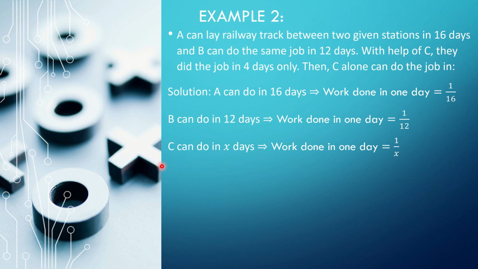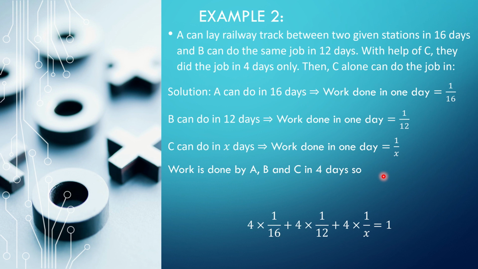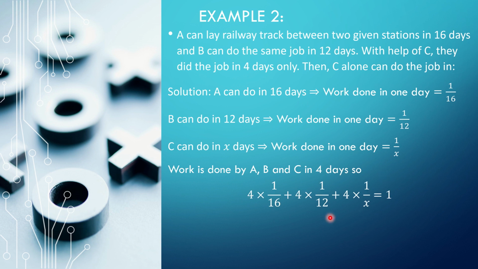So let's suppose the work is completed by C in X days. What would be the fraction of work done in 1 day? It will simply be the reciprocal, which is 1 over X. If they work together, that work is completed in 4 days, so we multiply the sum of these numbers by 4, the same way I explained in the last example.